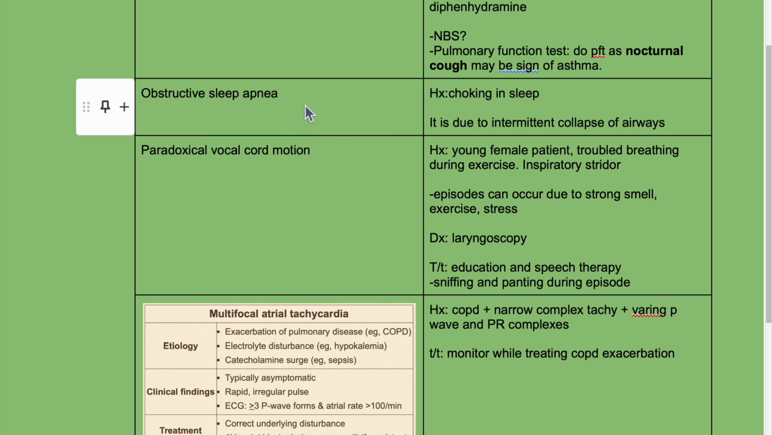Obstructive sleep apnea. History will be of choking in sleep. It is due to intermittent collapse of airways.